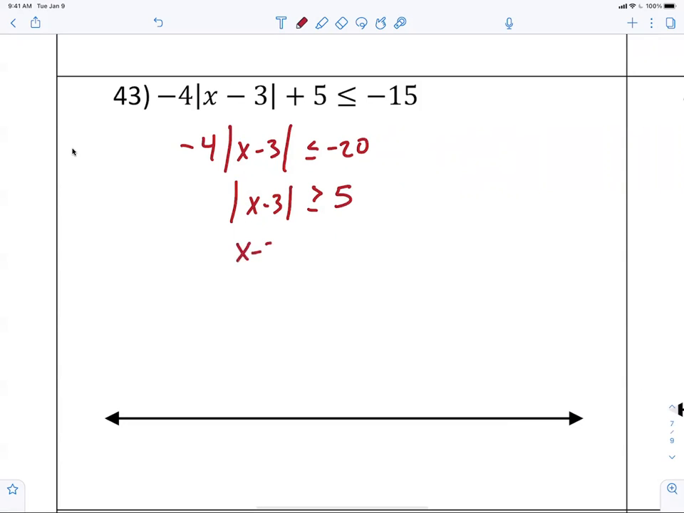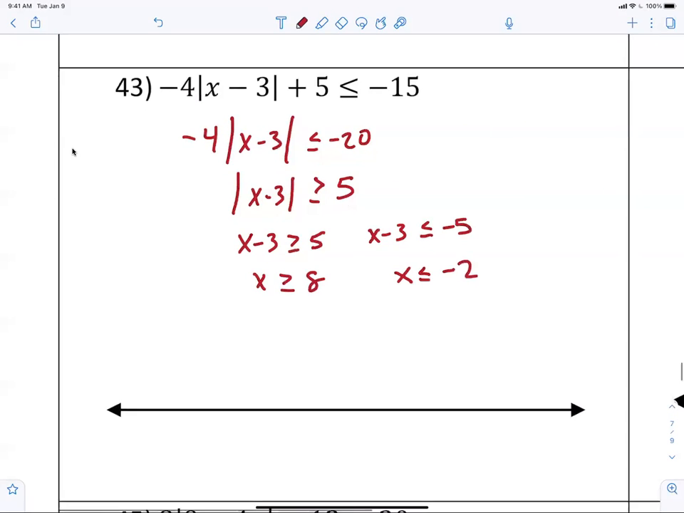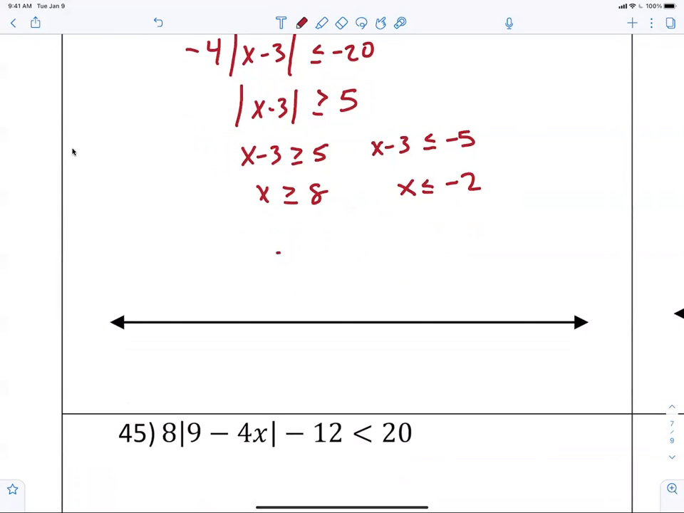And so now we just have x minus 3 is greater than or equal to 5. X minus 3 less than or equal to negative 5. So x is greater than or equal to 8, x is less than or equal to negative 2. Again, here, OR statement. Negative infinity to negative 2, union.